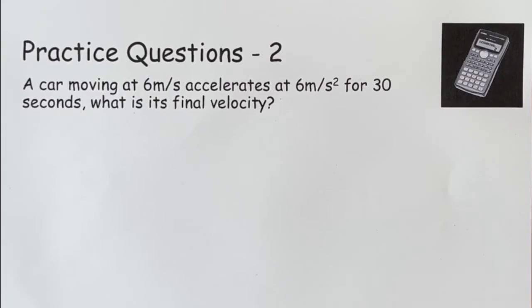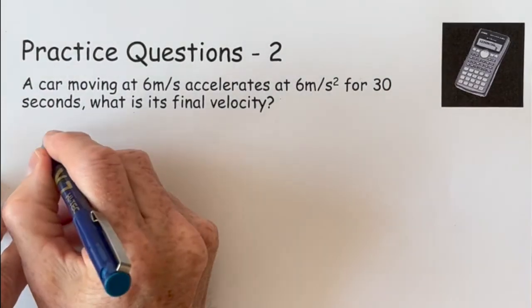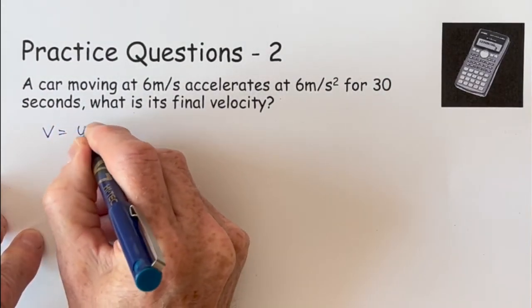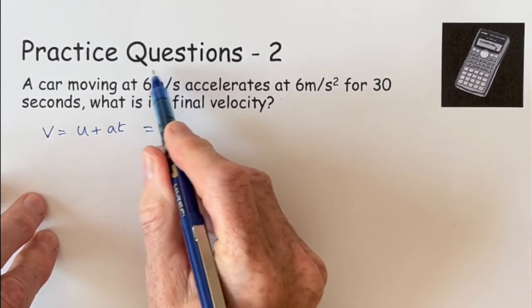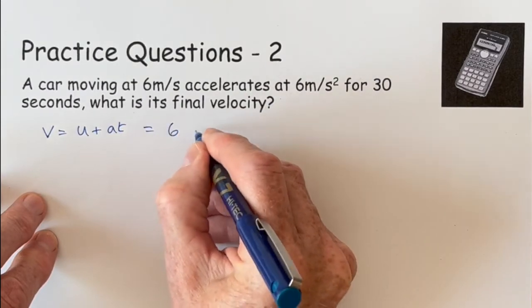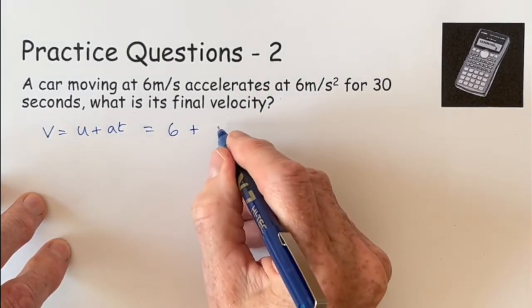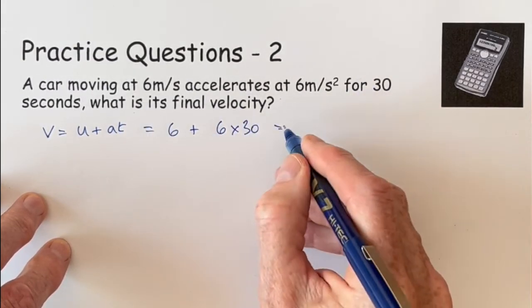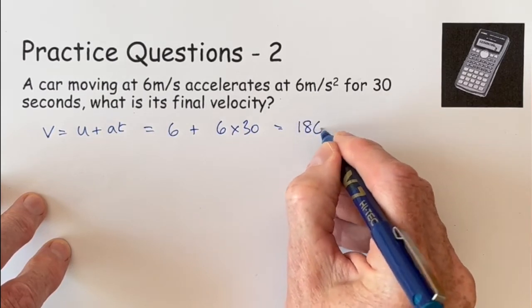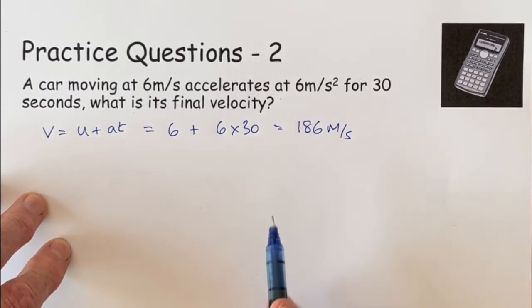Okay, for practice question 2, a car moving at 6 metres per second accelerates at 6 metres per second squared for 30 seconds. What is its final velocity? For this one, we're going to use v, final velocity, equals u plus at. So simply put the numbers in. U is the initial velocity, so that's 6, plus 6 metres per second squared is the acceleration, times 30, equals 186 metres per second. Multiplying that through together.